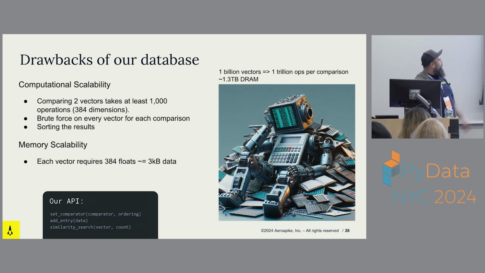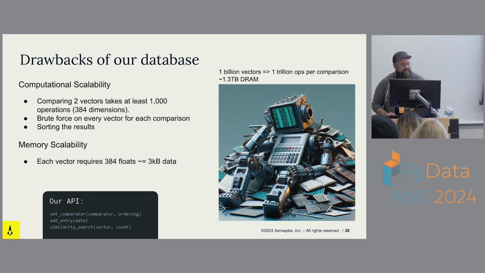Also, 384 floating point numbers within a vector is about 3 kilobytes of data. Again, it's a trillion ops per comparison if you're at 1 billion vectors, and you're looking at about 1.3 terabytes of data. So that grows massively. This is where you might want to turn to a commercial database.